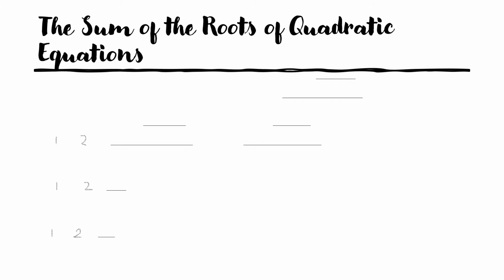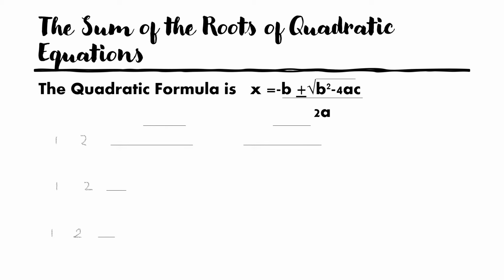Do you remember the formula for quadratic? The quadratic formula is x is equal to negative b plus and minus square root of b squared minus 4ac, all over 2a. Here, we have two values of x. One value of x is equal to negative b plus square root of b squared minus 4ac all over 2a, and the other value of x is negative b minus square root of b squared minus 4ac all over 2a.